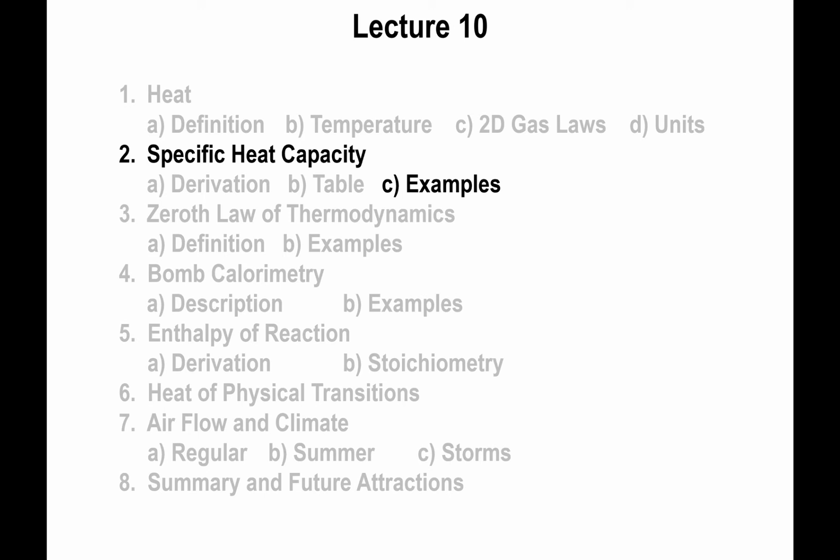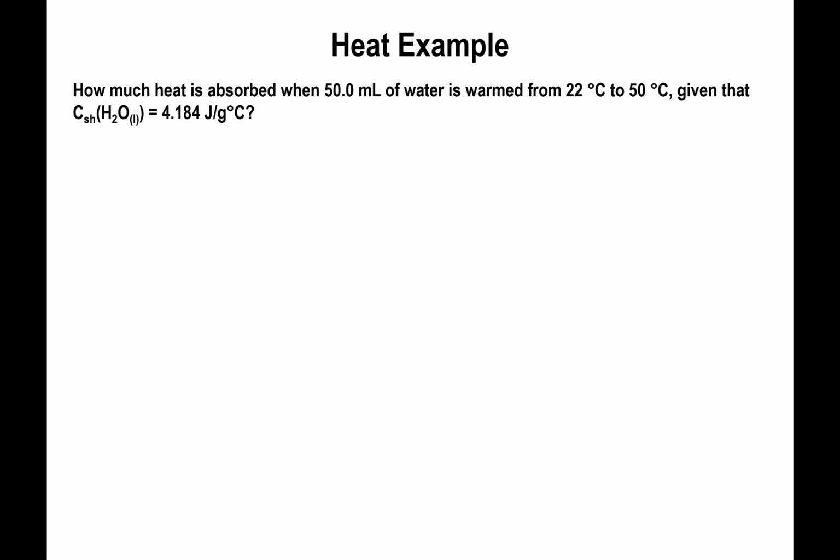Okay, so let's go over a few examples of how we use specific heat capacity to calculate heat. Okay, so here goes the first one. We want to find out how much heat is absorbed when 50 mLs of water get warmed up from 22 degrees Celsius to 50 degrees Celsius. And we're being told that the specific heat capacity of liquid water is 4.184 joules per gram degree Celsius.